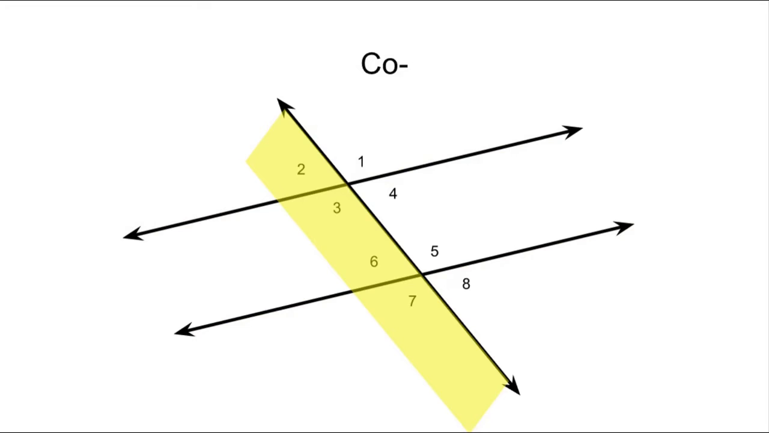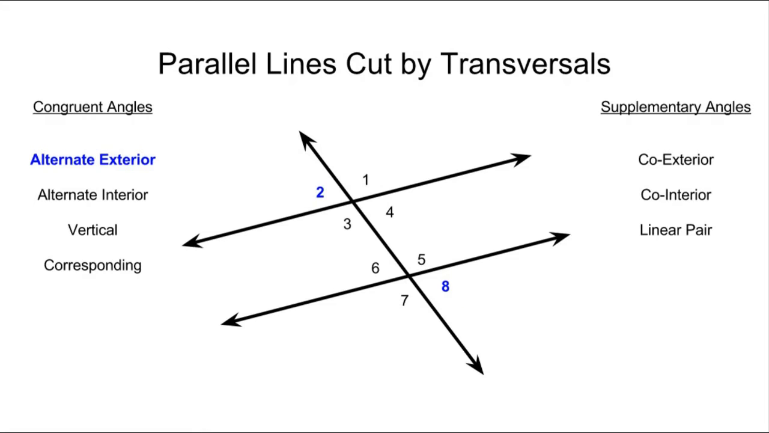If you have angles that are on the same side of the transversal, those angles are going to be called co-angles. So we just use the prefix co for those angles. If two angles are on opposite sides of the transversal, those angles are going to be called alternate angles. So angles 2 and 8 in this example would be alternate angles.